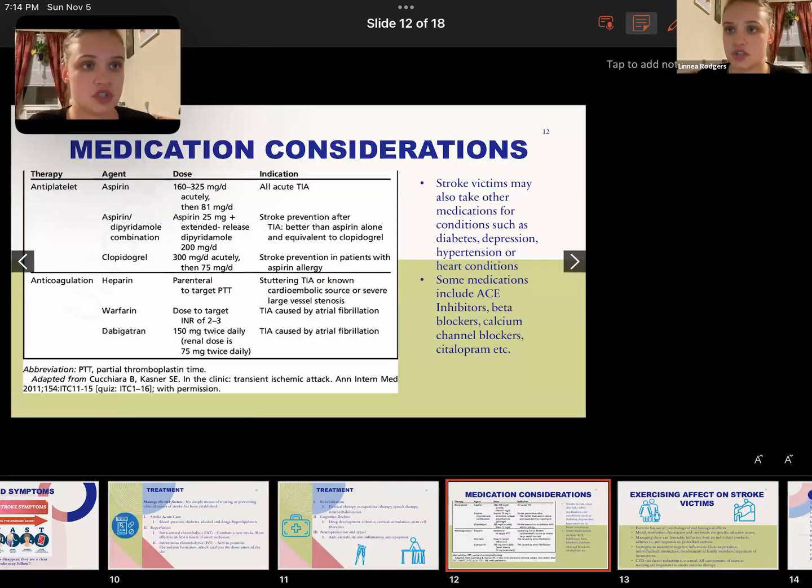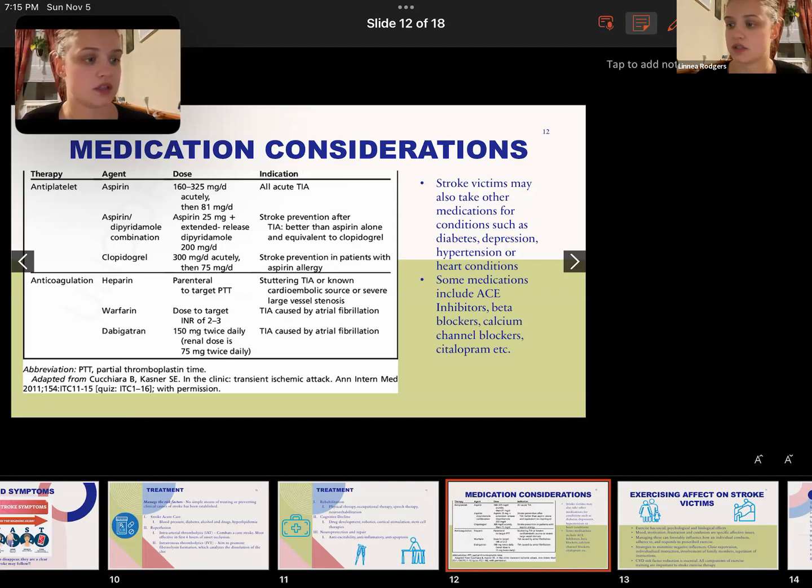So, medication considerations: antiplatelets and anticoagulants. Antiplatelets prevent platelets from sticking together, which reduces blood thickness. It raises your chances for bleeding, though. If you're diabetic, you need to be extra careful since wound healing is difficult in these individuals. It inhibits thrombus formation, allowing for better arterial circulation.